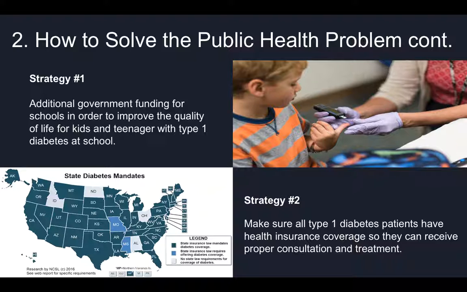and administer insulin. According to National Conferences of State Legislature, not all states enforce health insurance coverage for diabetes patients. Strategy 2 is to make sure all type 1 diabetes patients are covered with health insurance so they can receive consultation from doctors and be able to afford medicine.